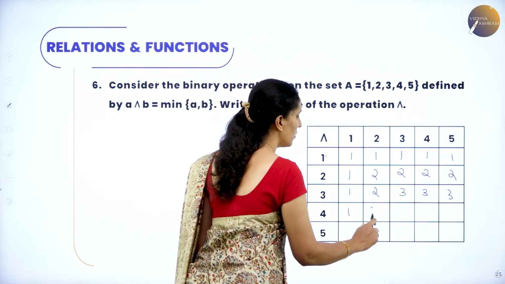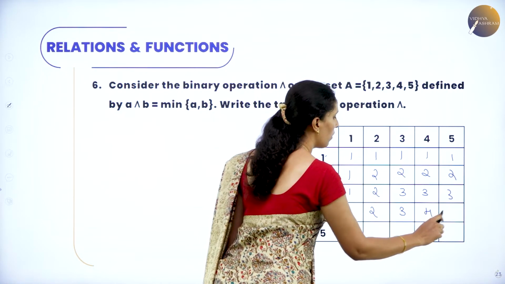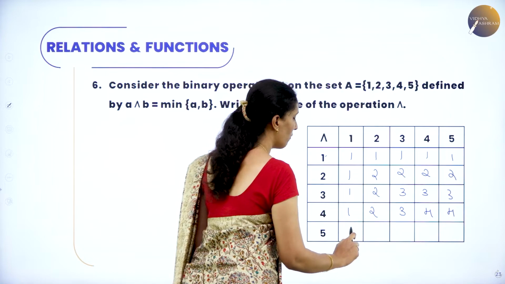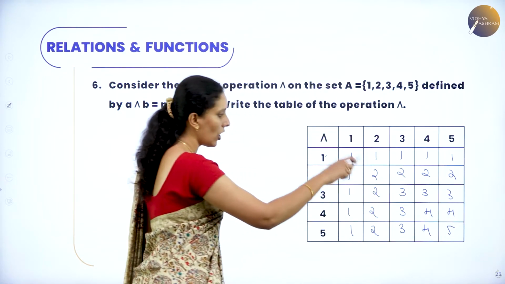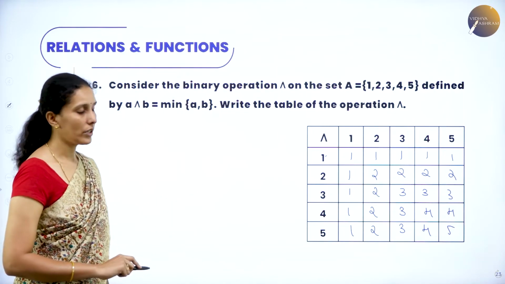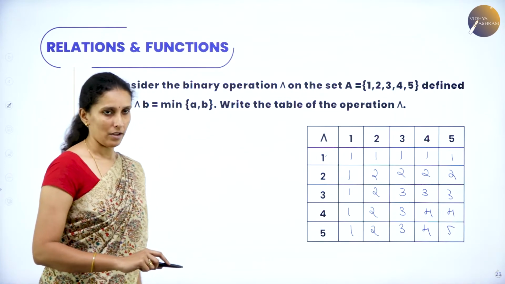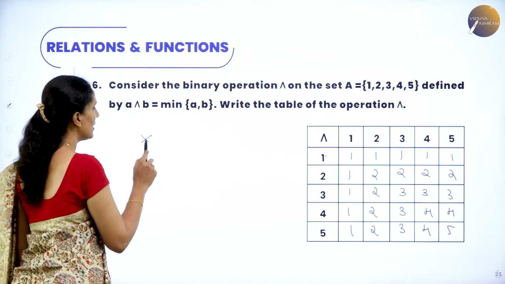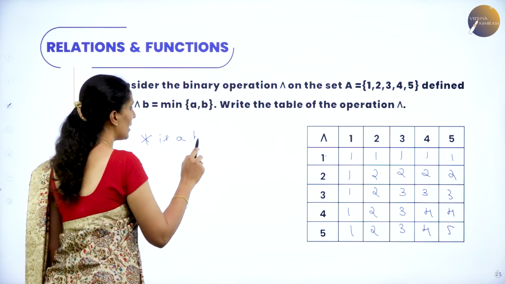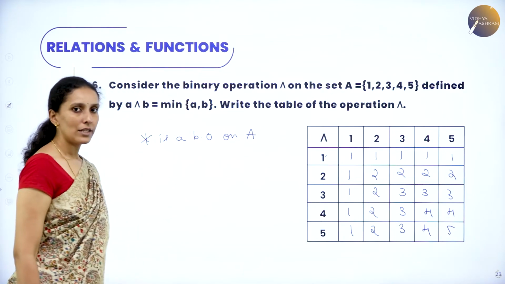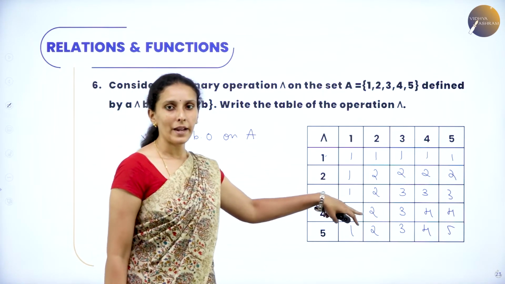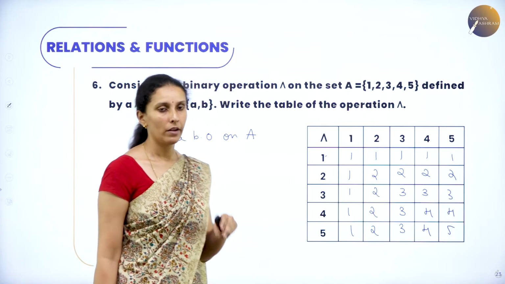Next we have 1, 2, 3, 4, 4. Next we have 1, 2, 3, 4, 5. So clearly all the elements inside the operation table belong to set A. So therefore what I can write here, star is a binary operation on set A. Thus we have verified through the binary operation table.